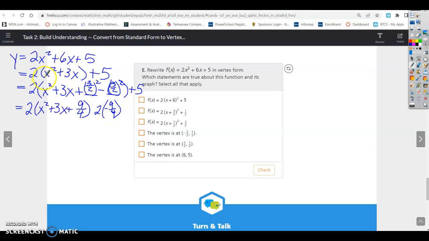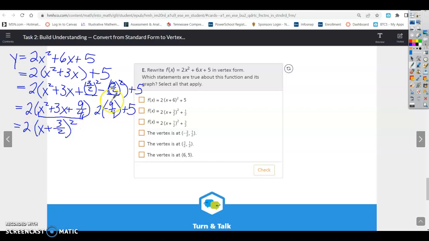And the 2, because this was in parentheses, because we factored this out, we have to multiply it back in when I move this outside the parentheses. So again, just to keep it equivalent, that's what we have to do. All right, so now we have a perfect square trinomial. We can rewrite that in factored form now because we completed the square in order to make that a perfect square trinomial. So that's now going to be x plus 3 halves quantity squared.